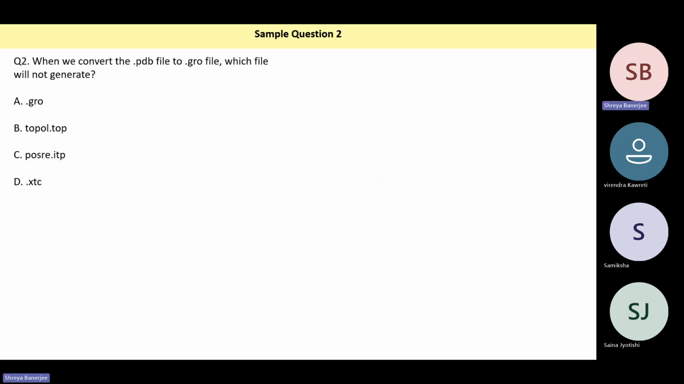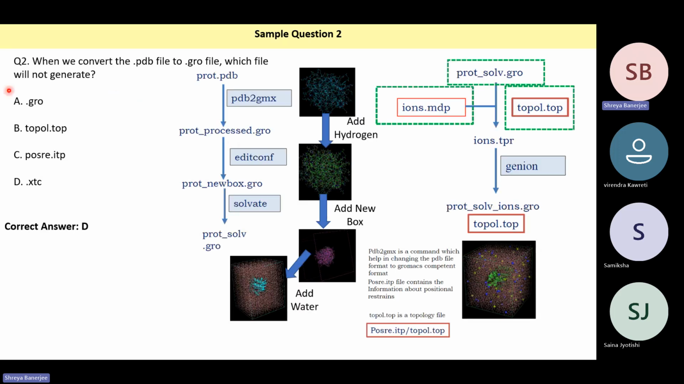Then, when we convert the .pdb to .gro, which file will not be generated? This you will not remember because it is not given properly, not discussed in detail. So I will just discuss. From .pdb, when you go to .gro, .gro is being generated at the last step. Topol.top, you have to input that. This is basically a topology file.